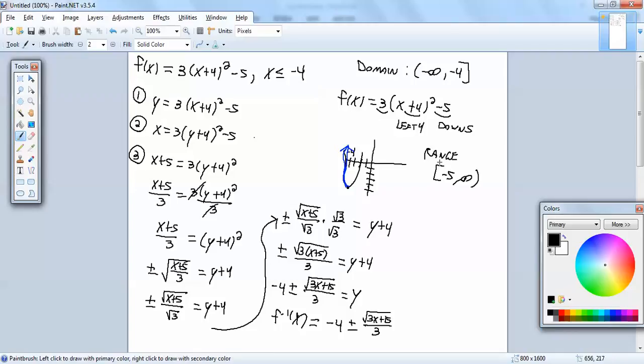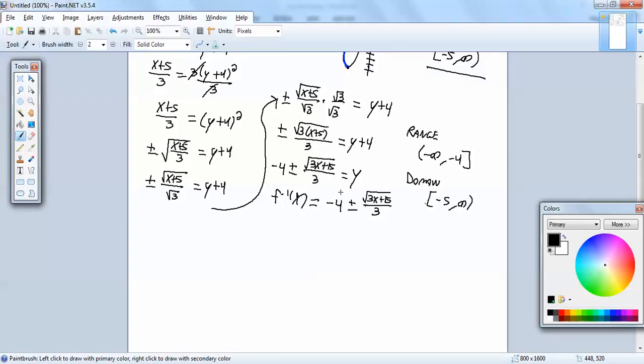So if I think about these right here, for our domain and our range, they swap for the inverses. So if our domain is negative infinity to negative 4, then our range will be negative infinity to negative 4 down here. Now for our domain, if the range is negative 5 to positive infinity, our domain will be negative 5 to positive infinity. So the domain and range just swap on those.